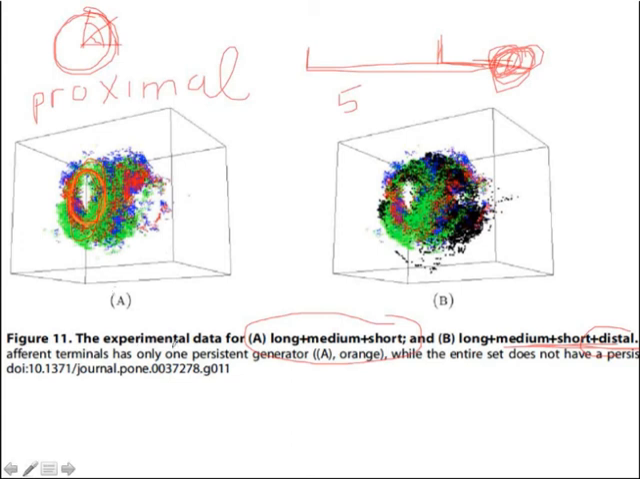So any questions about studying the location of nerve endings in the terminal ganglion of crickets?